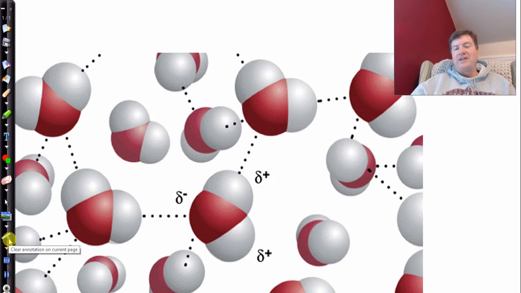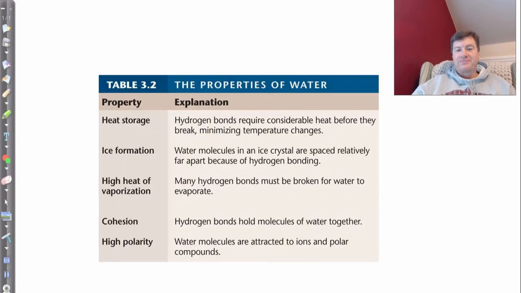Seems like a funny way of thinking about it because we don't think about water being sticky. And I'm not saying it's sticky like sugar. I'm saying it's sticky because the molecules are attracted to one another. And that's going to ultimately give water some different properties. Here are some of them.